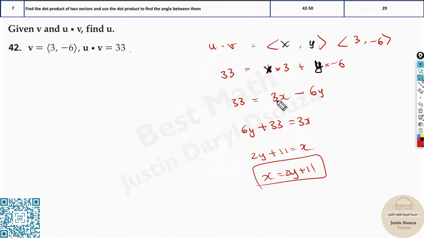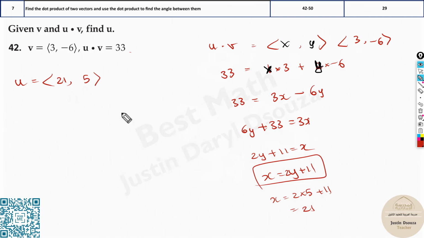So this is the equation I got. Now I know this is the electronic part, but this has to be written, and now it's up to you. You can choose any y value and that will give you the x value. If you had written it the other way around, you can choose any x value and you get the y value. So let me choose for the u vector the y value to be 5. Then the x value will be 2 into 5 plus 11, that is 10 plus 11 is 21. X is 21. This is the answer. Or I can choose any other value.